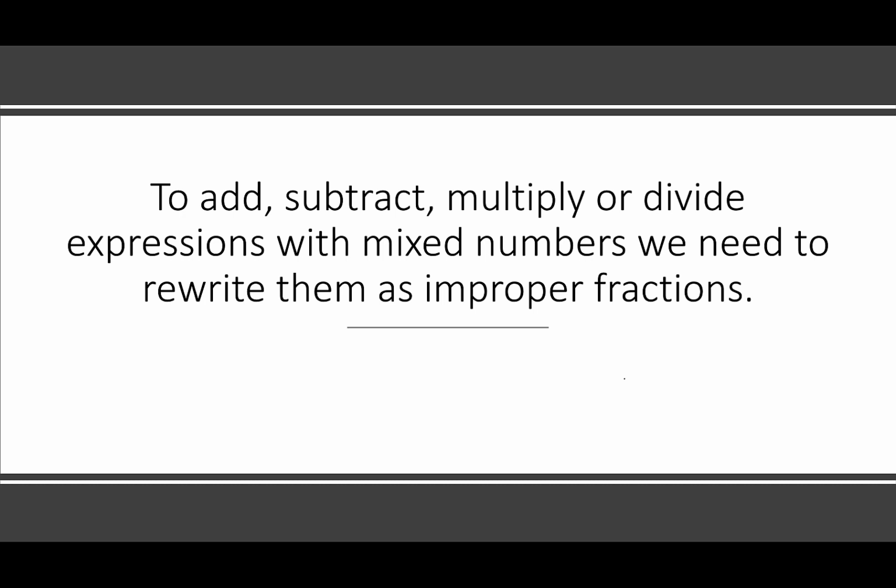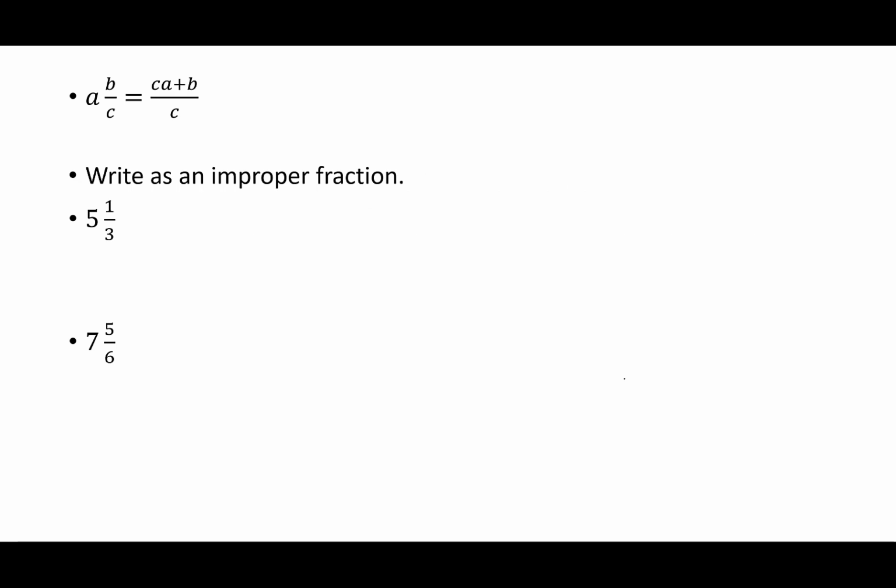So when we add, subtract, multiply, or divide anything that has a mixed number though, we really need to write it as an improper fraction, which is why sometimes we don't use a lot of mixed numbers, because they're not easy to work with. So how we change things back and forth is you have to multiply the denominator times the whole number and add it to what you already had in the numerator.